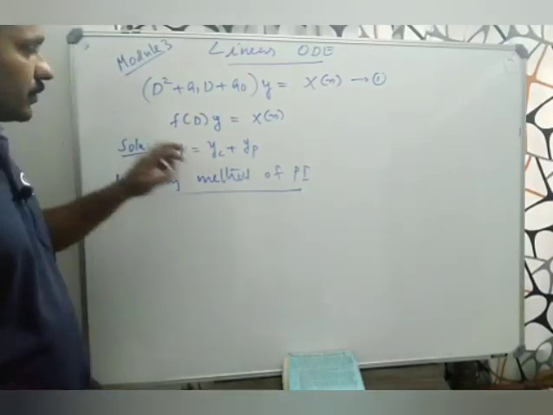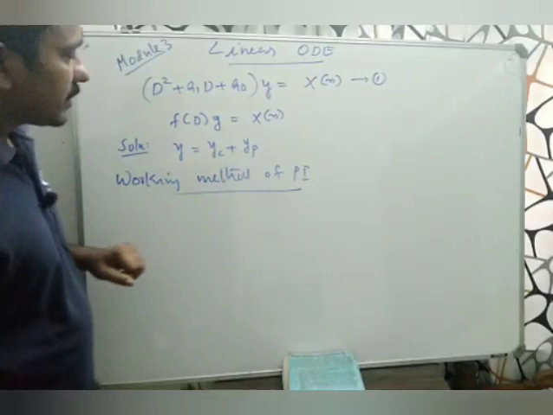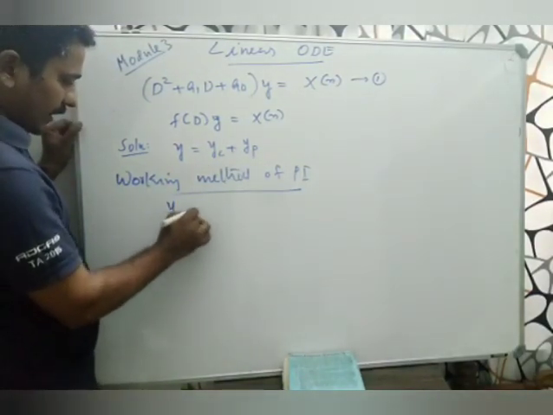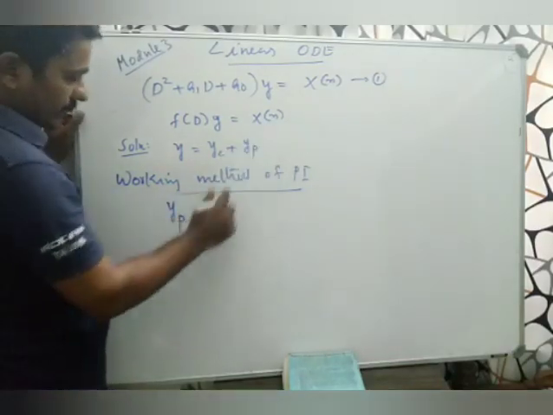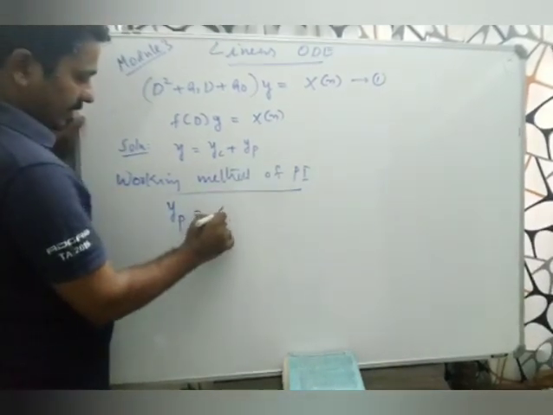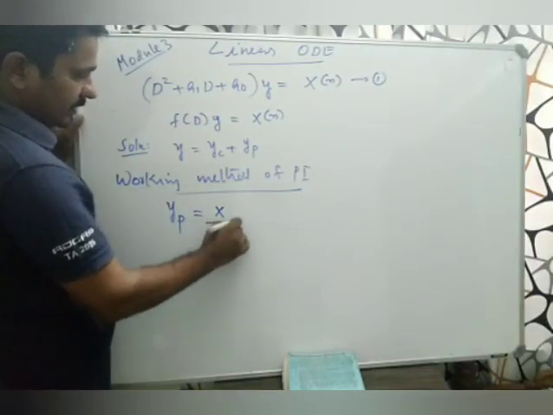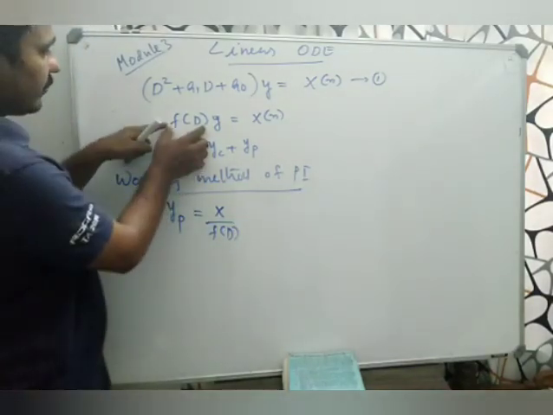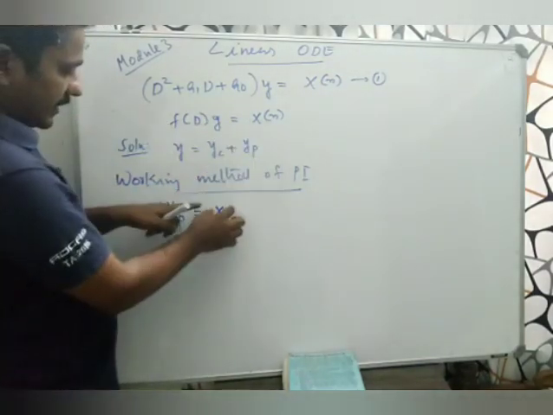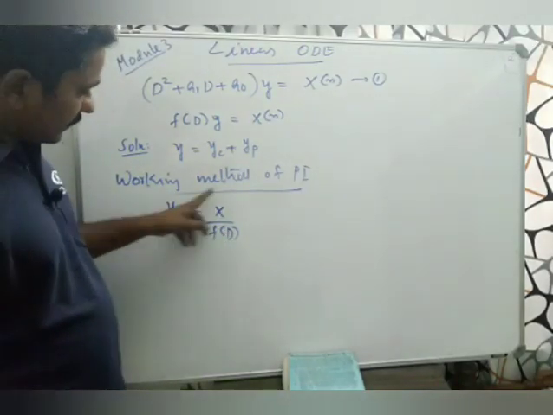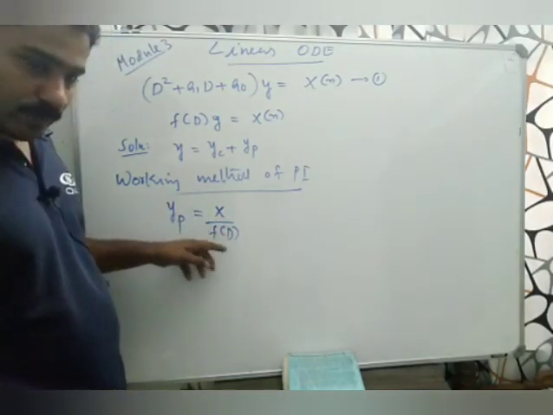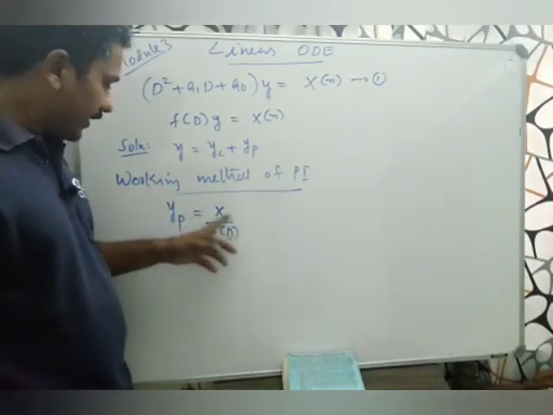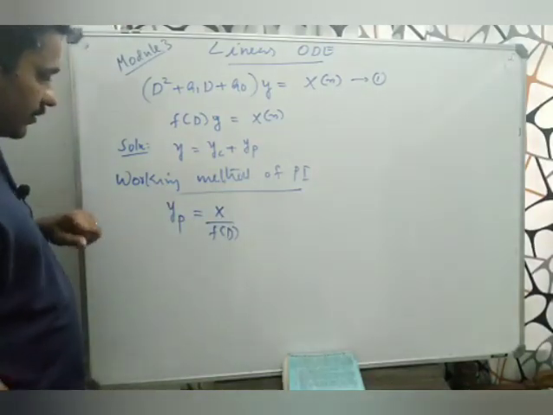So to find the particular integral, we denote it as yp, and yp is equal to the function on the right side, X, divided by f of D. You take this f of D to the right side, X by f of D, and this 1 by f of D is an operator that operates on X, so we'll get a function of x. The question is, how can we find out that function?